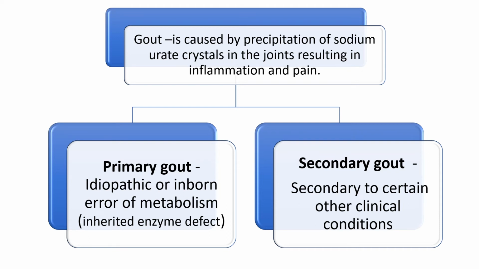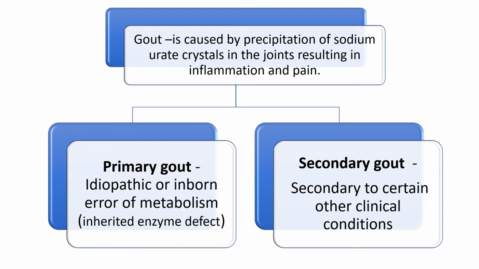In the last class, we saw catabolism of purine nucleotides, and the end product of purine nucleotide catabolism is uric acid. Coming to the reference range, in males it is 3 to 7 milligrams per deciliter, and in females it is 3 to 5 milligrams per deciliter or 2 to 5 milligrams per deciliter.